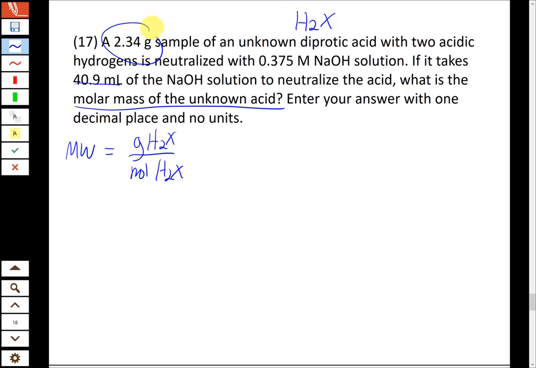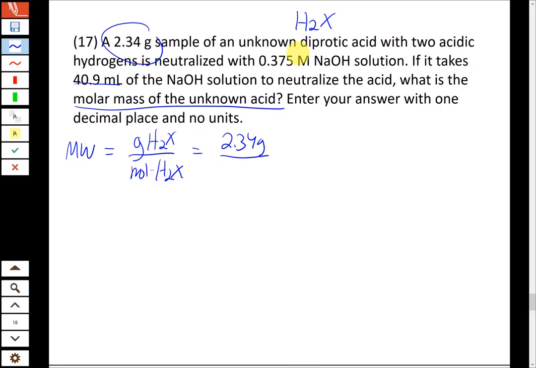We know that we're using 2.34 grams of H2X, but we don't know right off the bat how many moles there are. And that's, again, in a titration problem, usually what you're going to have to find is the moles of the other substance that you don't know, okay? So we're looking for moles of H2X. We're going to use the information in the problem to do that.